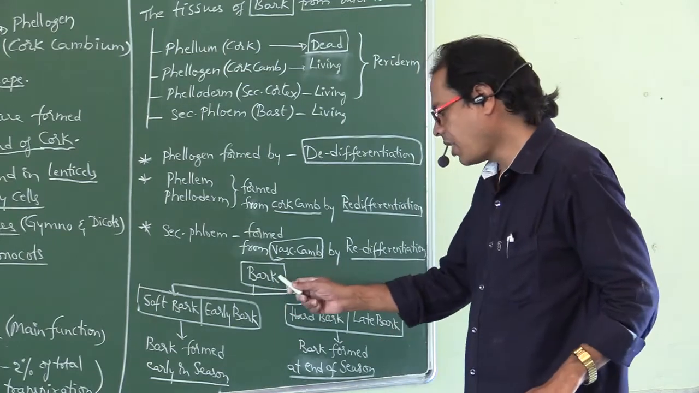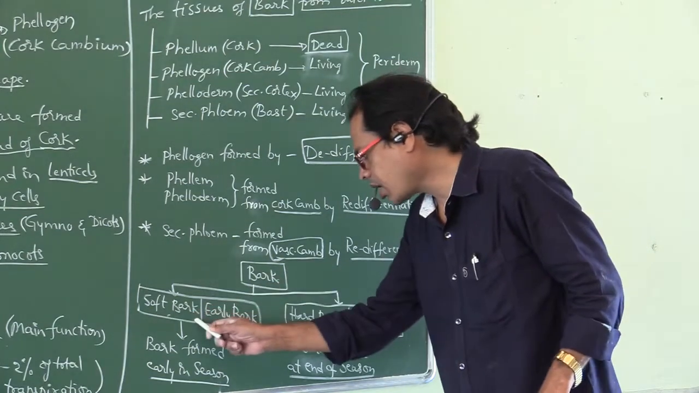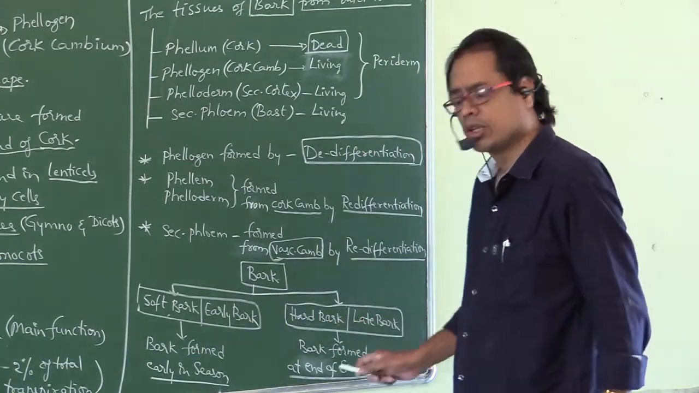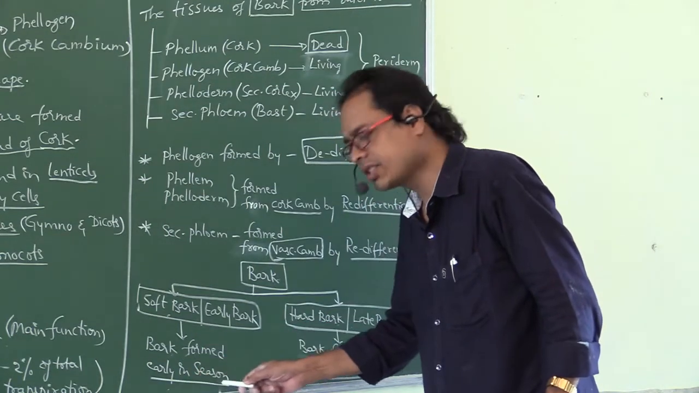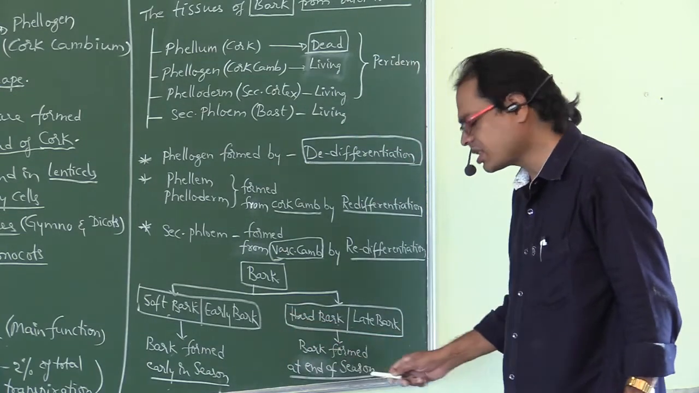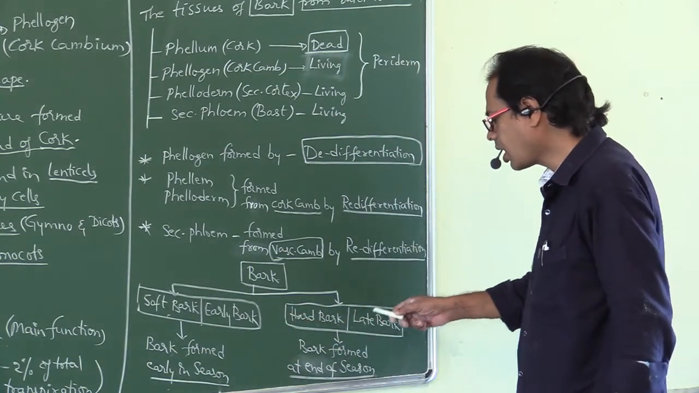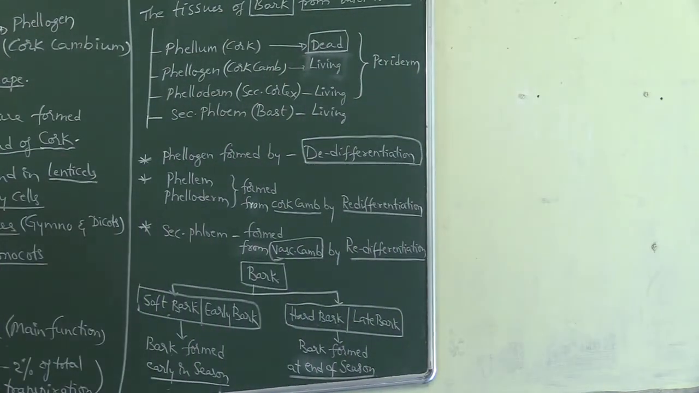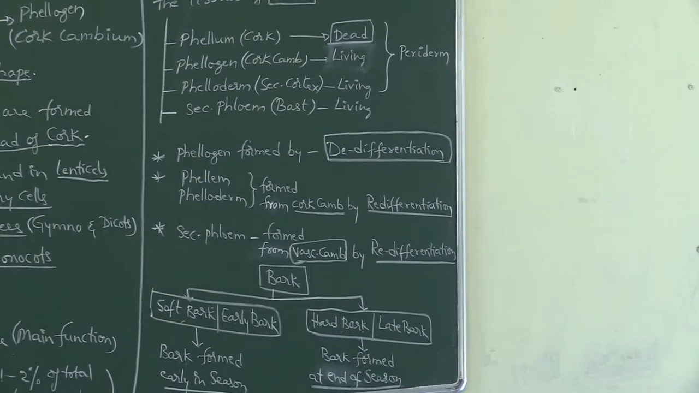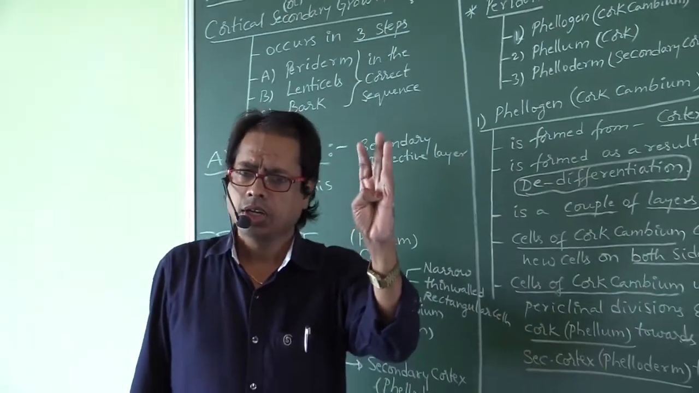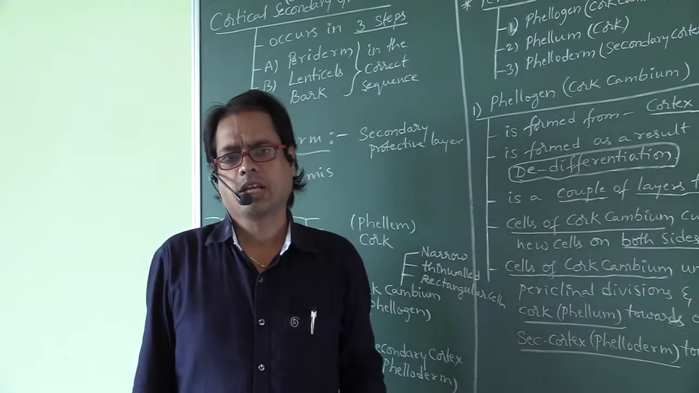Right. Bark is of 2 types: soft bark or early bark, and hard bark or late bark. The bark formed early in the season is called soft bark or early bark. The bark formed at the end of the season is called hard bark or late bark. So this is all about extrastellar secondary growth. Extrastellar secondary growth occurs in 3 steps: periderm, lenticels, bark.